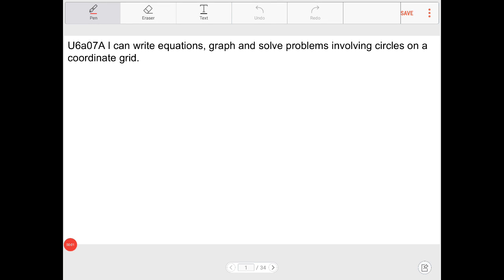Hello students, this is lesson U6A07a. By the end of the lesson, you should be able to say, I can write equations, graph, and solve problems involving circles on a coordinate grid.